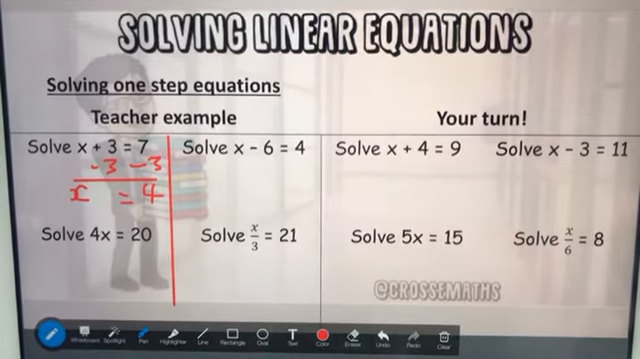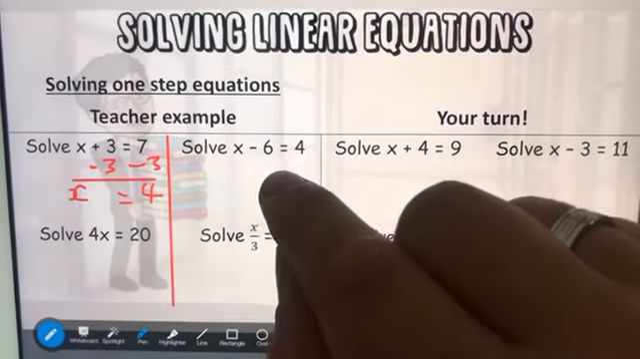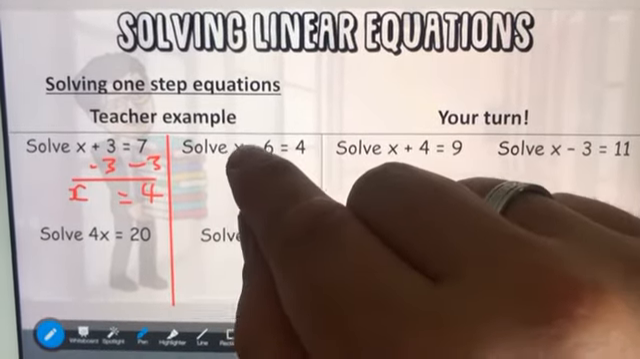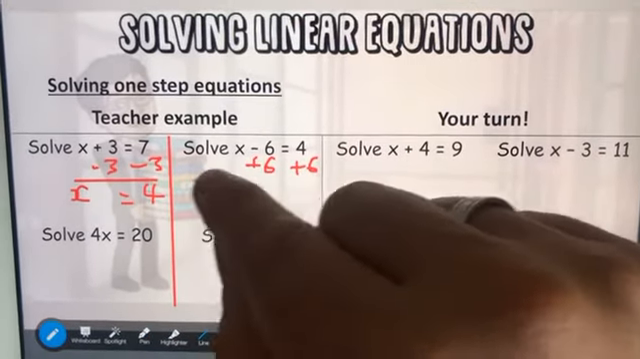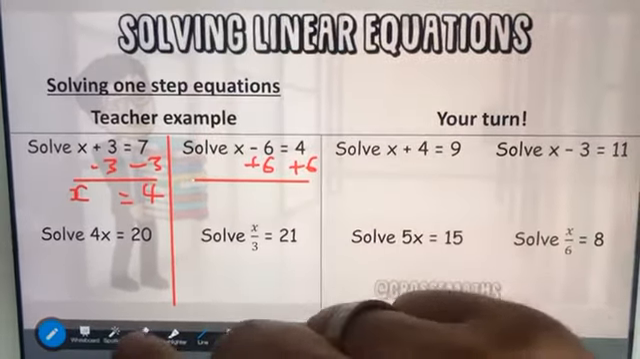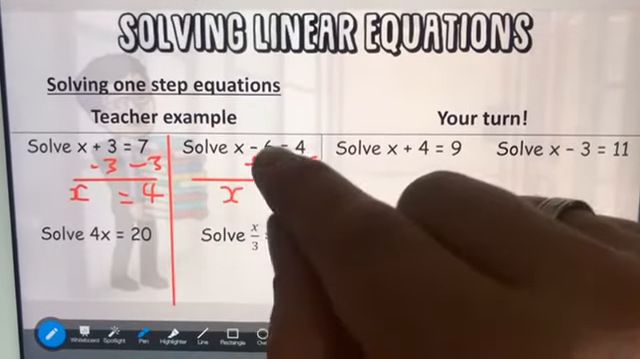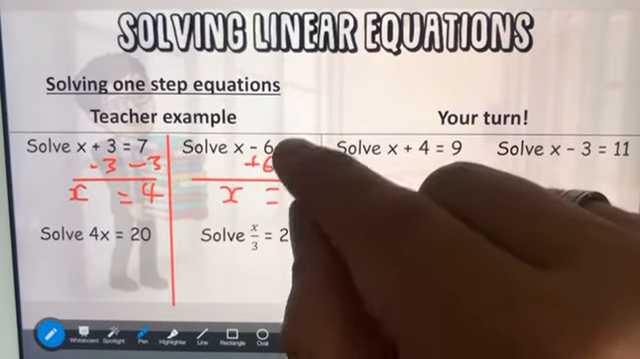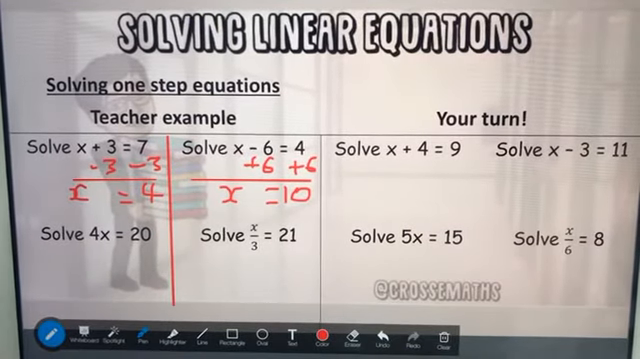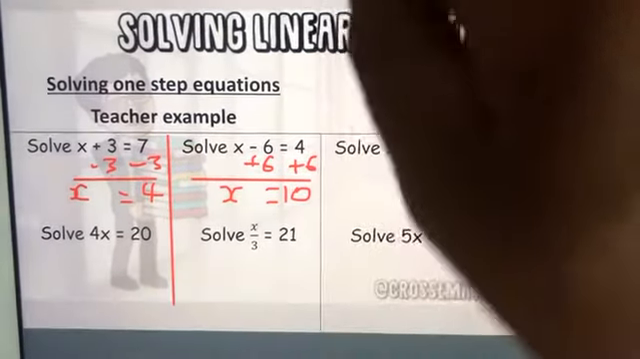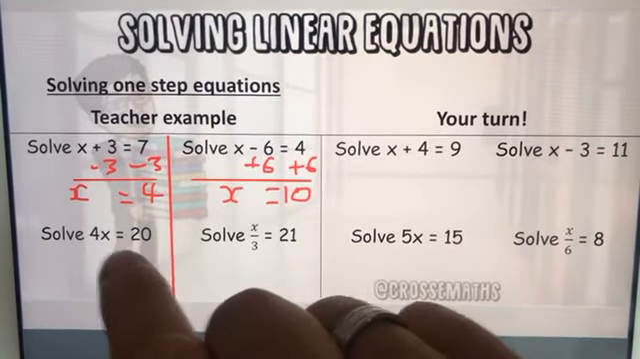Okay, same thing over here. I've got x take away 6 equals 4. Again, I want to get rid of that take away 6. So what I'm going to do to both sides, I'm going to add on 6 to both sides. If I add 6 to both sides, x moves straight down. Plus 6 minus 6 makes nothing. 4 plus 6 is 10. Really straightforward.